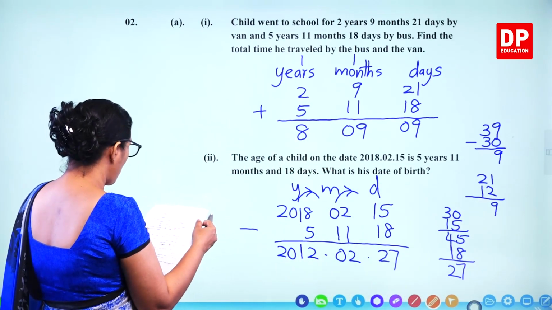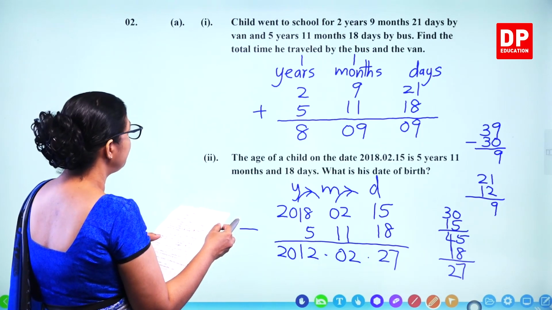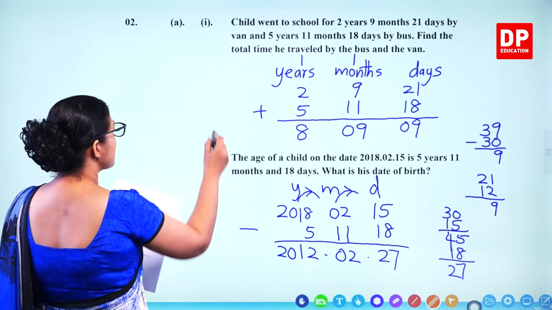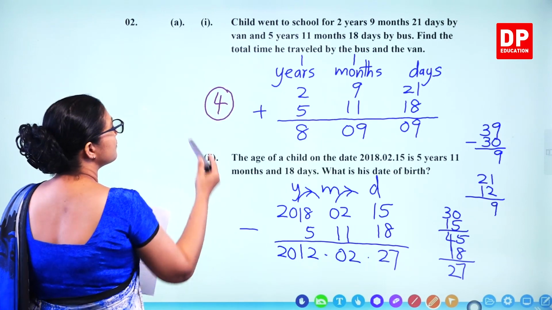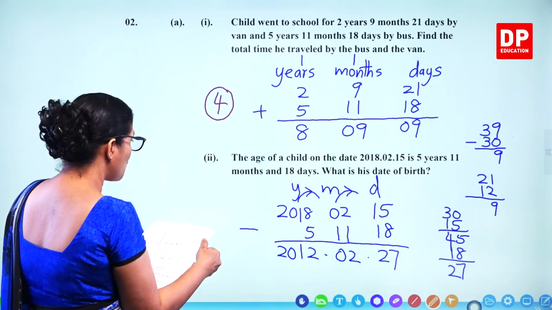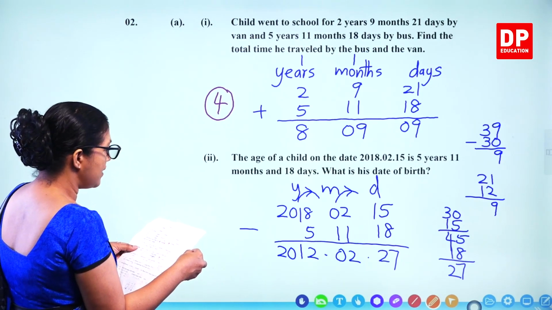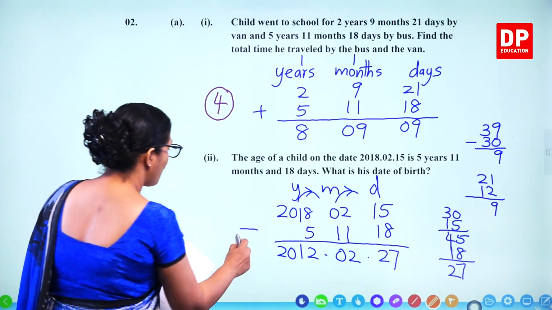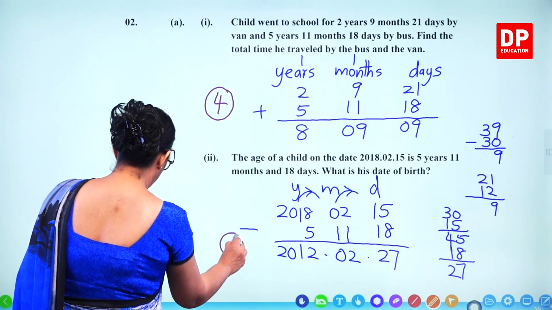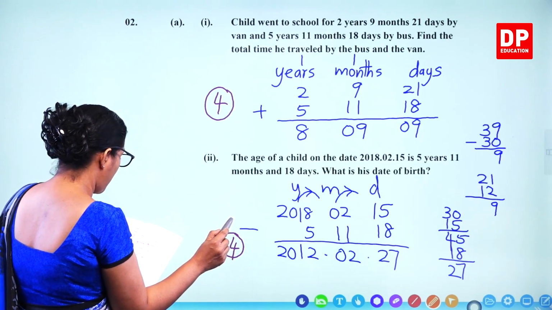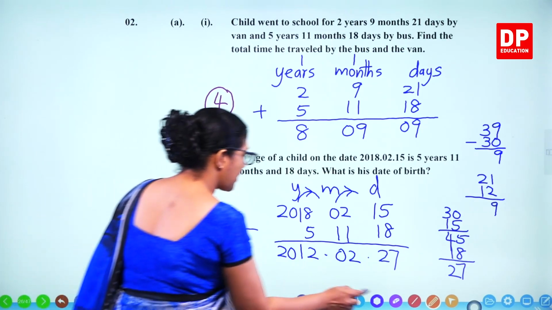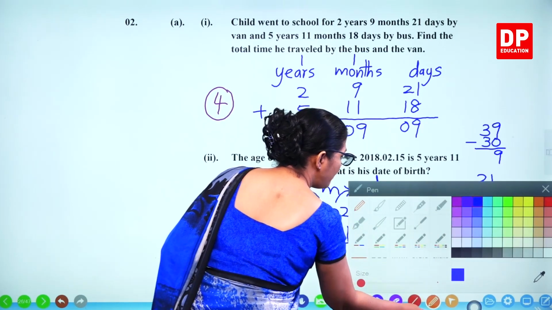How many marks for the second question? You get 4 marks here. And this one, 2012, 2 and 27, you get 4 marks. And then there's another part there. So we'll do that now.